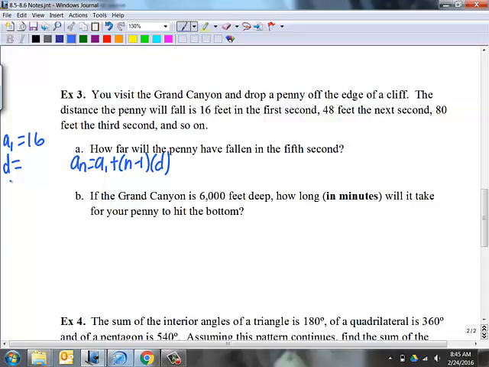16, 48, 80. 32. Good. You're adding 32 feet each time. So now I have AN equals 16 plus N minus 1 times 32. Okay, you can go ahead and write the rule just for practice. So you distribute the 32.